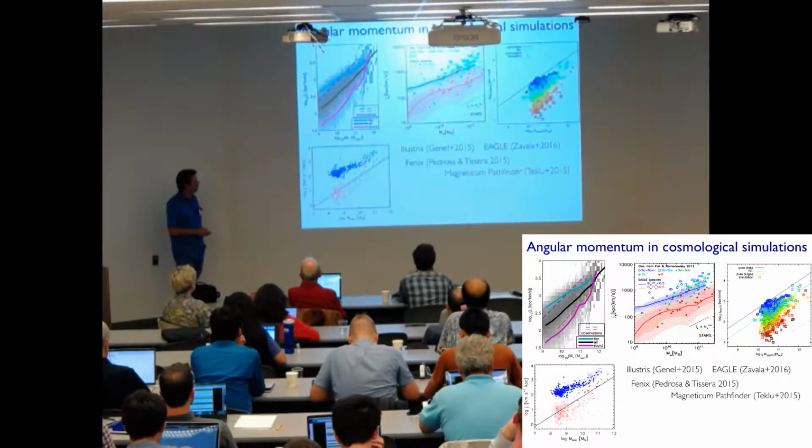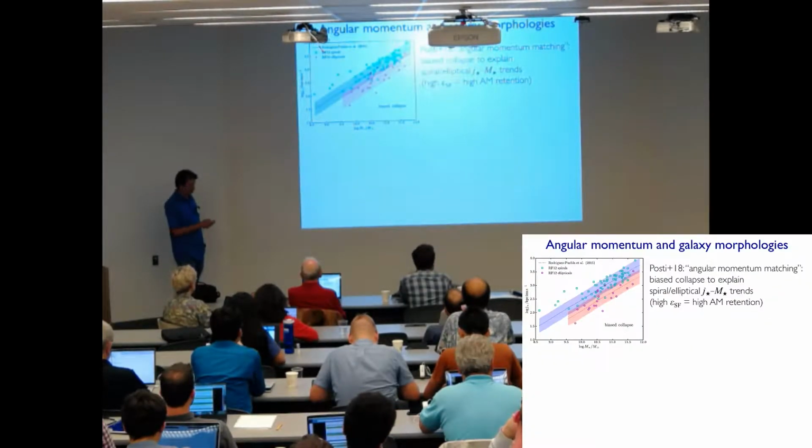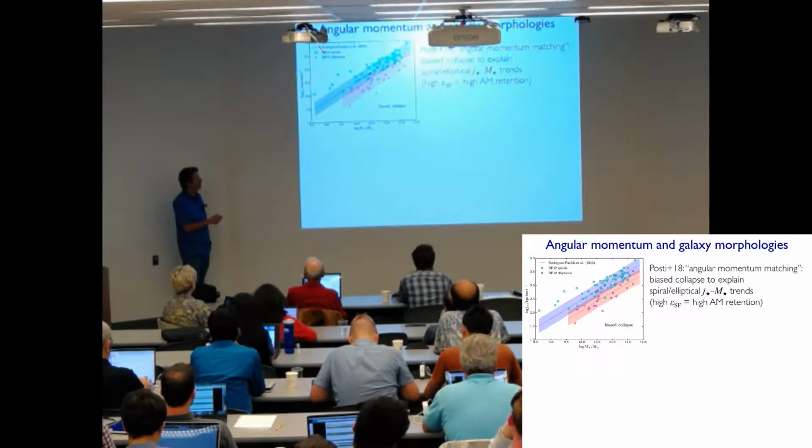I'm just going to skip over all this, though there's a lot of work on overall angular momentum, including some of the newest work using this biased collapse model to try to get the bulges in the disk-dominated galaxies, where there's a correlation between angular momentum retention and star formation efficiency.